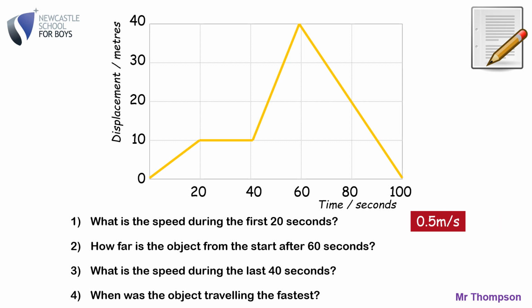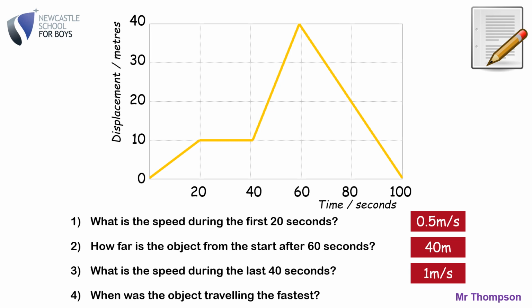How far is the object from the start after 60 seconds? So you can see after 60 seconds, it has traveled 40 meters. What is the speed during the last 40 seconds? Well, from 60 to 100 is the last 40 seconds, and at 60 it was 40 meters away, so it's traveled 40 meters in 40 seconds, so the speed would be 1 meter per second. And if you were asked for velocity there, it would be minus 1 meter per second because it's in the opposite direction. We should ascertain which is the positive and negative direction.